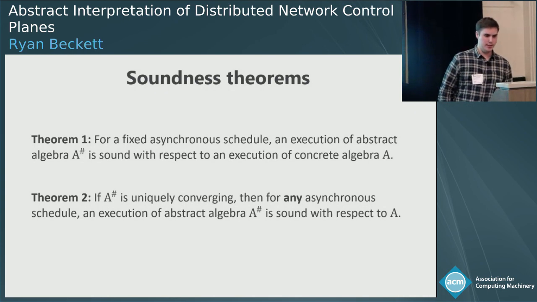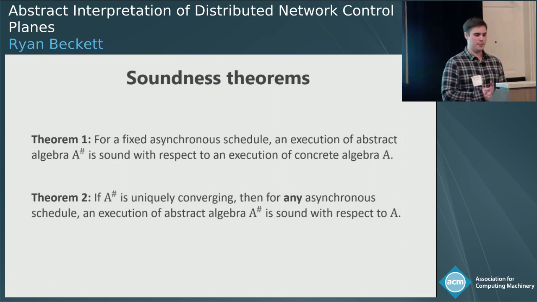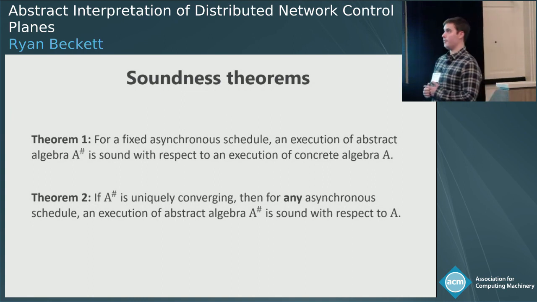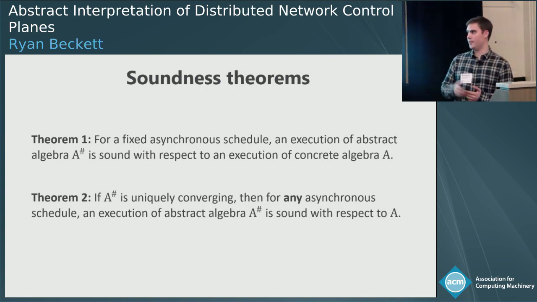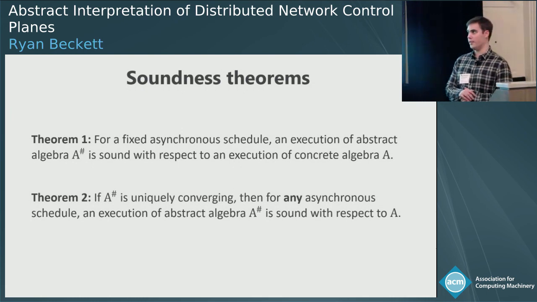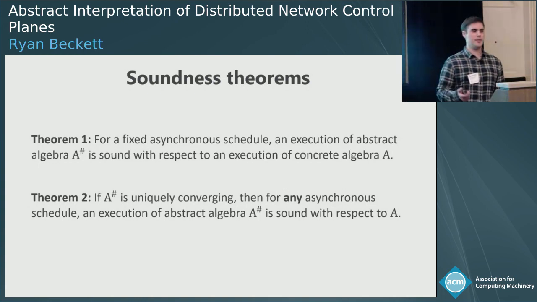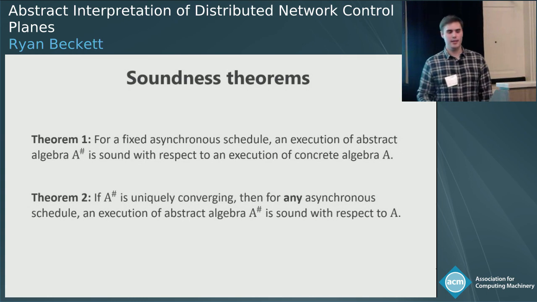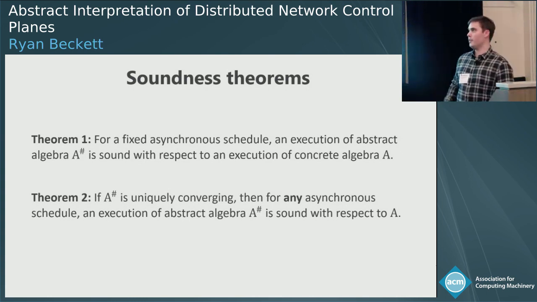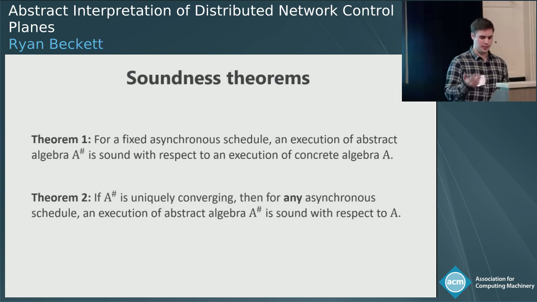The first is that for any fixed asynchronous schedule, an execution of the abstract algebra is sound with respect to that same execution of the concrete algebra. And then we prove a second theorem, which says that if the abstract algebra is uniquely converging, then for any asynchronous schedule, an execution of the abstract algebra for that schedule is sound with respect to any other asynchronous schedule for the concrete algebra. And in particular, this uniquely converging condition relies on existing literature and routing algebras that have been studied for decades. And they have all kinds of conditions for when these things uniquely converge. Some are related to monotonicity. Others are related to more weak conditions, like something called a dispute wheel.